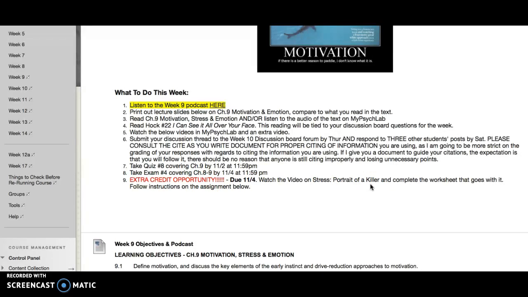It takes a look physiologically at the various systems of the body and how they're affected by stress, such as the cardiovascular system, the immune system, the endocrine system. So it really gets detailed and gives you a nice overview that's very applicable to our lives today and the effects of stress. So I've put that in as an extra credit opportunity.